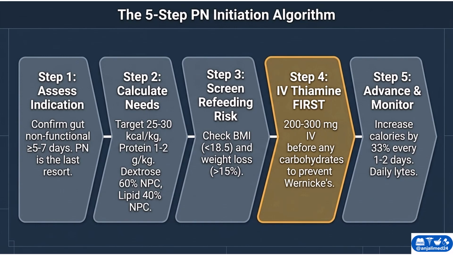Step 2 is to calculate the patient's nutritional requirements. Most adults require 25 to 30 kilocalories per kilogram per day, with 1 to 2 grams of protein per kilogram. As a general guide, about 60% of non protein calories come from dextrose and 40% from lipids. Step 3 is to screen for refeeding syndrome risk. Look for patients with a BMI below 18.5, significant recent weight loss, prolonged starvation, or chronic malnutrition. These patients require extra caution.